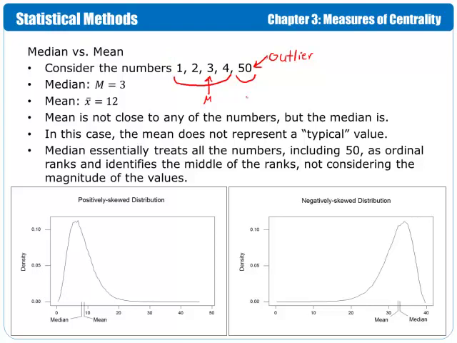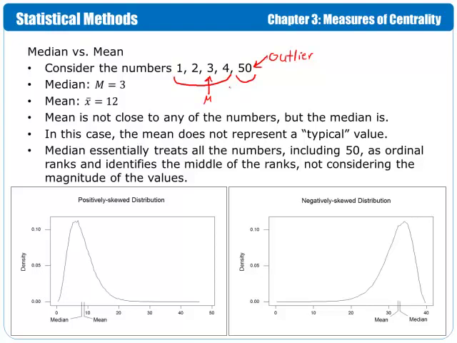Now the median of 3 is within our group of 1, 2, 3, and 4. But if we just found the median for those 4 values, it would be 2.5. So it is reasonable that since we also have a 50 in there, it should be shifted over to the right, and it shouldn't be a 2.5, but it should be higher than that, and that's why it has a value of 3.